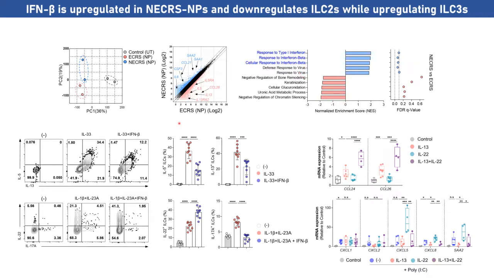Interferon beta, one of the type 1 interferons, affects ILC2 and ILC3 in opposite directions, by restricting ILC2 functions but enhancing ILC3 functions. And IL-13 and IL-22, produced from ILC2 and ILC3 respectively, enhance the chemokine expression in nasal epithelial cells.